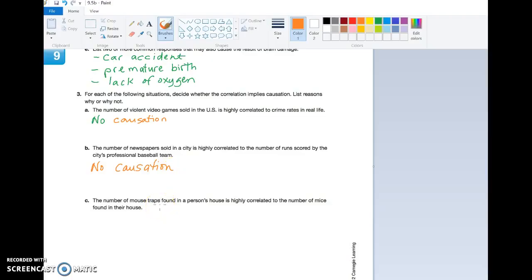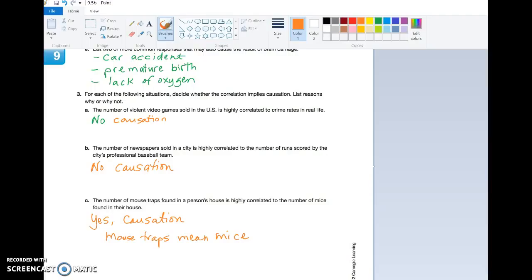The number of mouse traps found in a person's house is highly correlated to the number of mice found in their house. So that is saying that if a person has a lot of mouse traps in their house, they have a lot of mice. Do you think that there's a causation there? What do you think? Do you think that one causes the other?